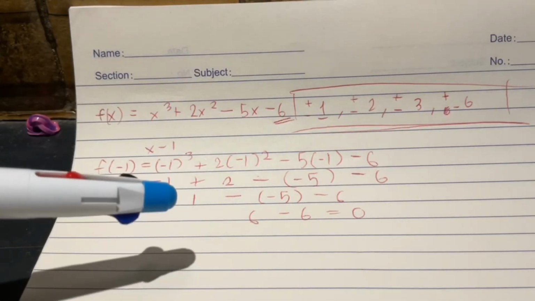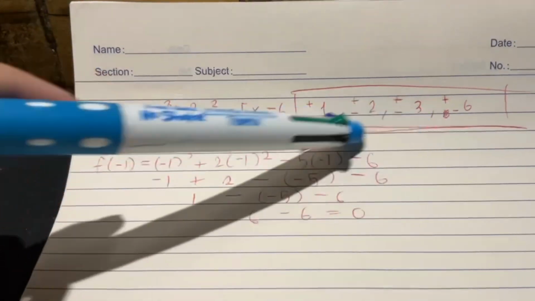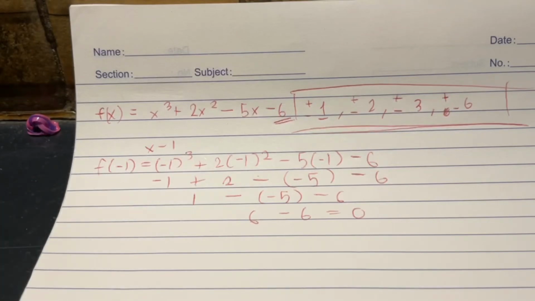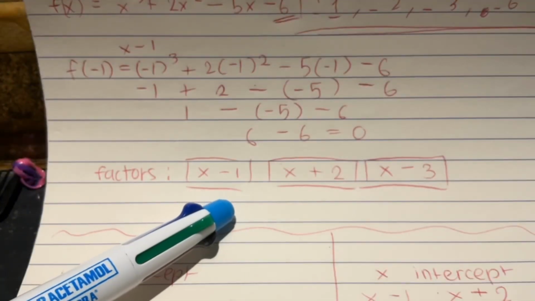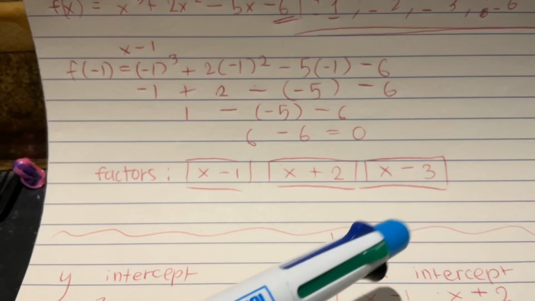Now that I did x minus 1 for our example, you go ahead and try all of these numbers to get the other factors. I'll wait. I'll show the answer, the factors, in 1, 2, 3. So this is the answer for our factors: x minus 1, x plus 2, and x minus 3.